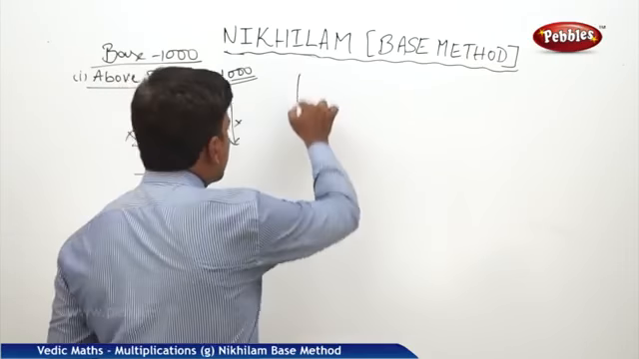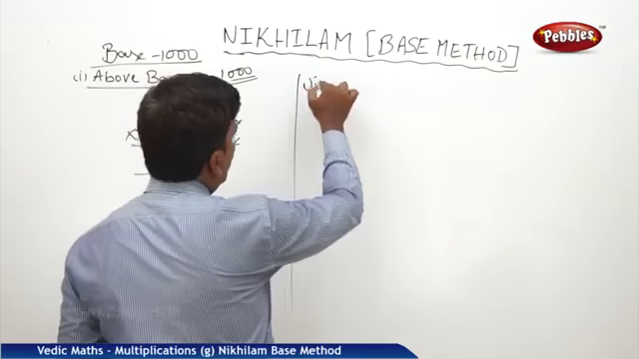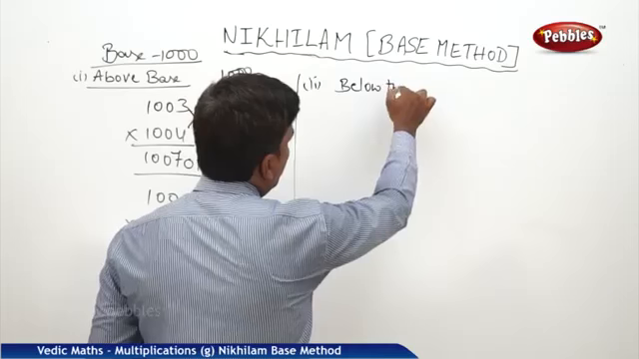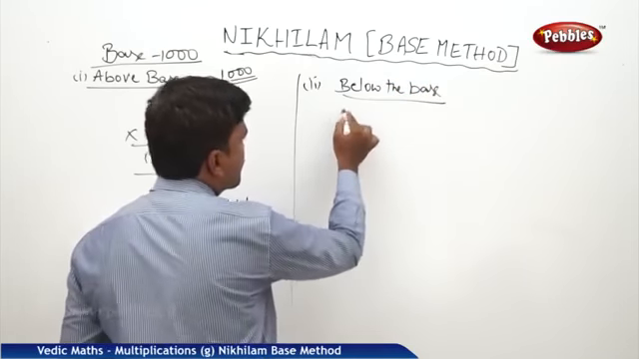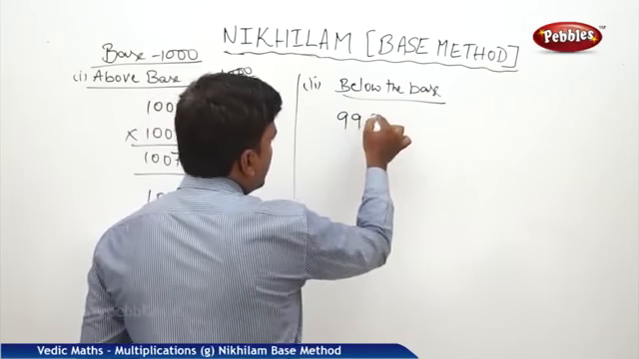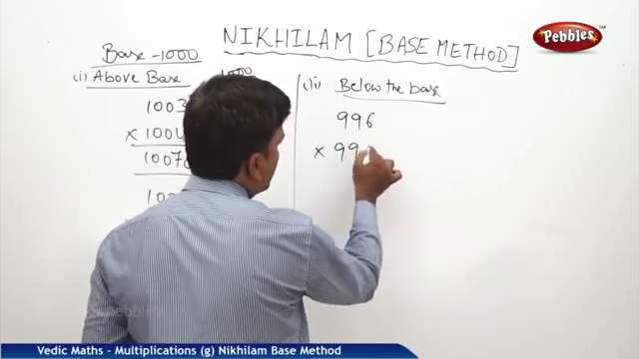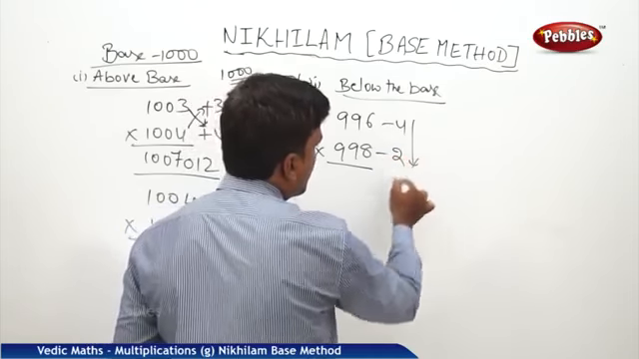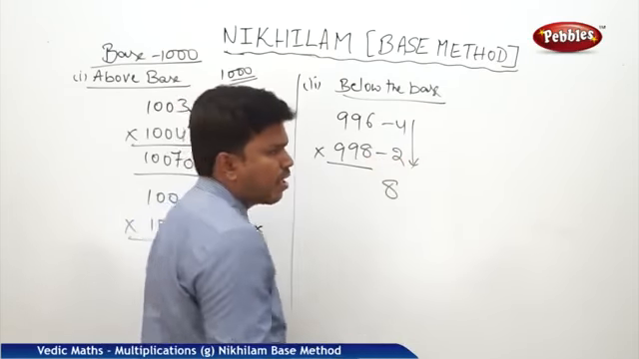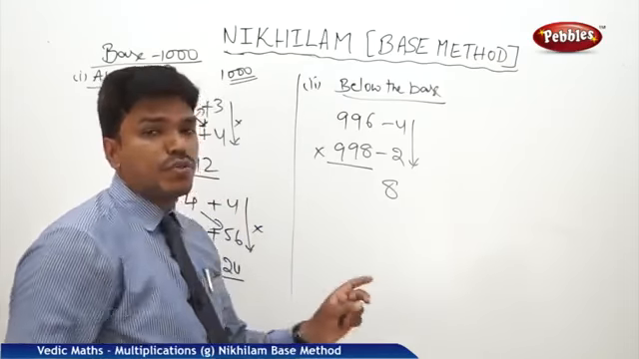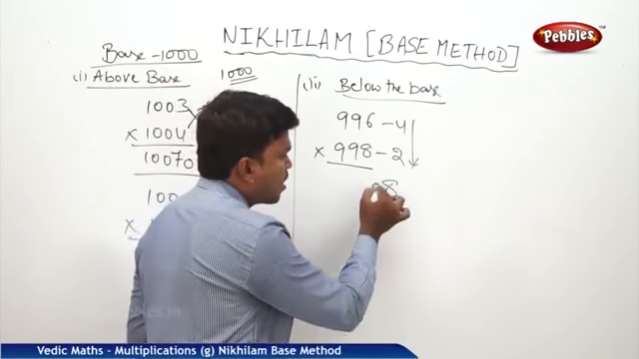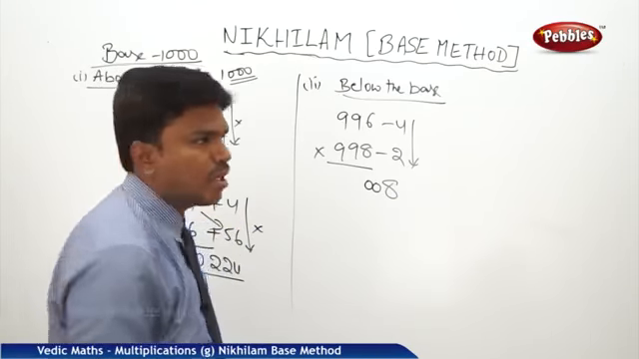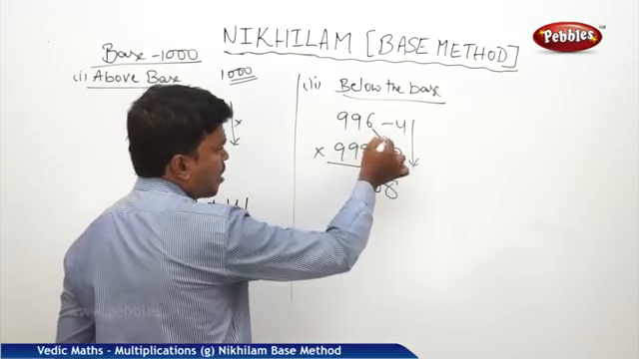1060,224. Now we will see in the same way case 2, that is below the base. Let us take the examples. 996 into 998. So this is minus 4 and this is minus 2. 4 2s are 8. Minus into minus anyway is plus. But how many digits should be there? 3 digits. So add 2 more zeros before the number so that there is no problem with the right side part.